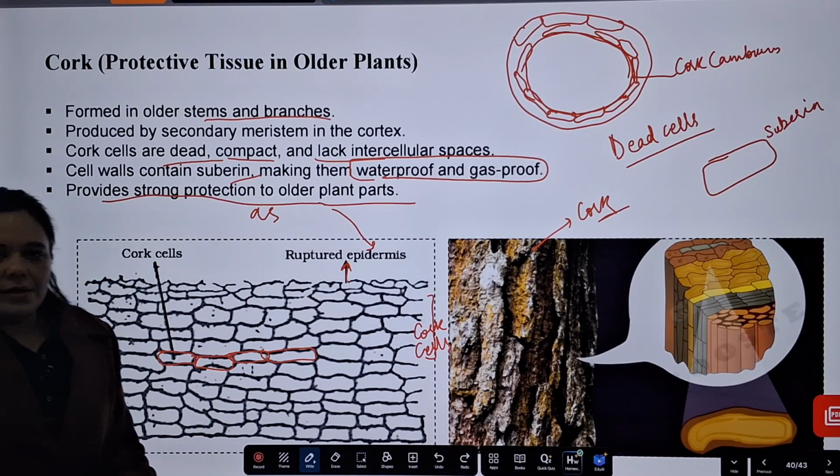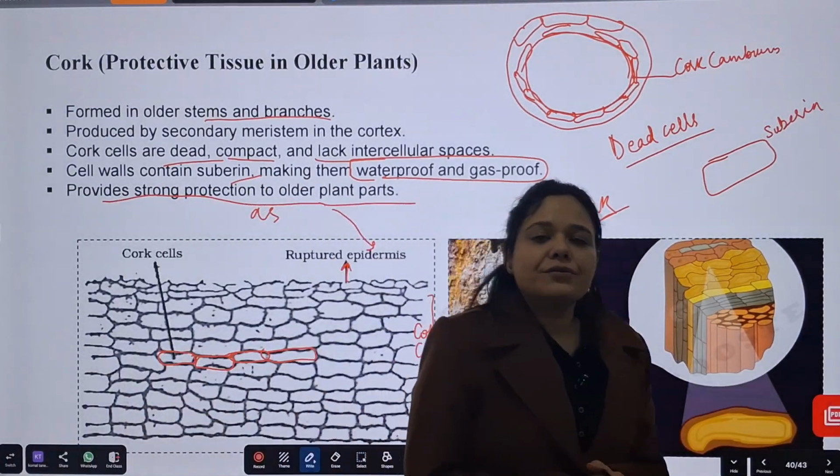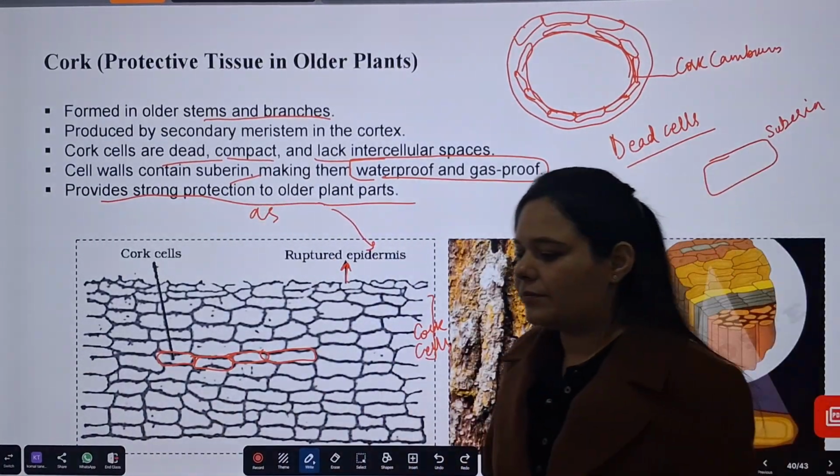So that's it for plant tissues. In the next session, we are going to study animal tissues.